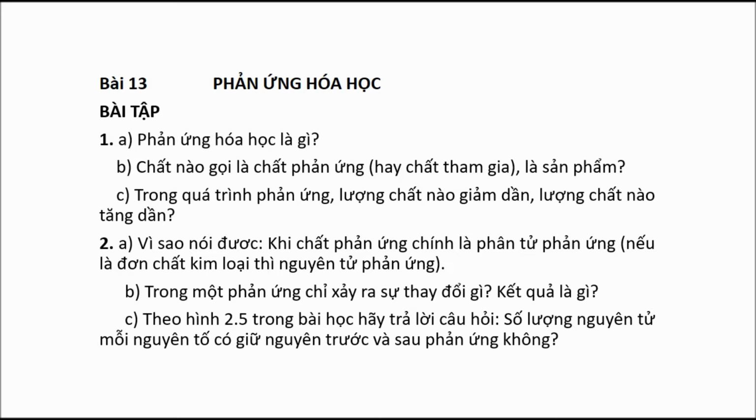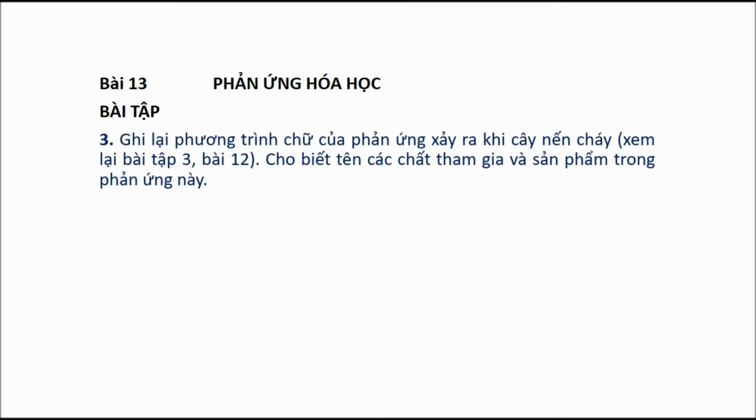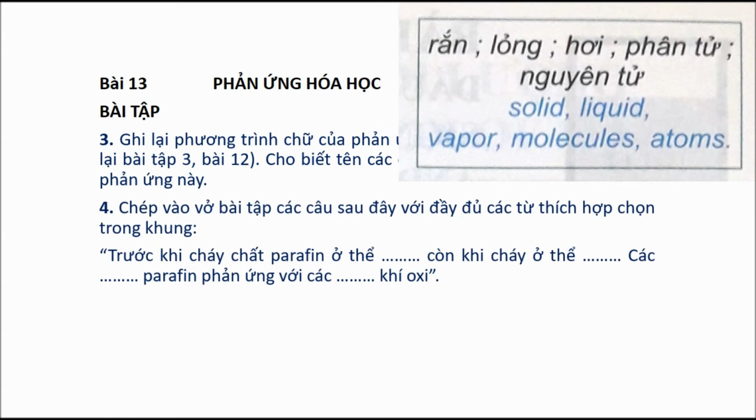From Figure 2.5 in the lesson, answer the questions: does the number of atoms of each element remain the same after the reaction as before the reaction? 3. Write the chemical equation in words for the reaction occurring when a candle burns. See exercise 3, Lesson 12. Give the names of reactants and products in the reaction. 4. Write in your notebook the following sentences by choosing the suitable words from the box to fill in the blanks. Before burning, the paraffin is in the blank state. During the burning, it is in the blank state.